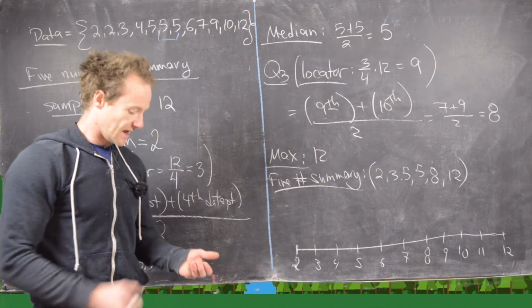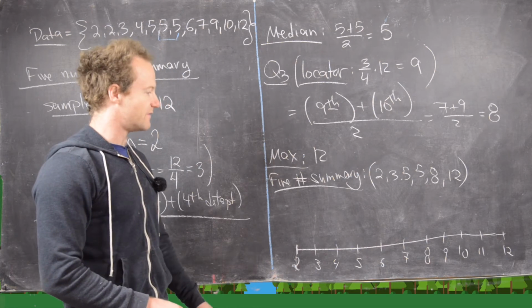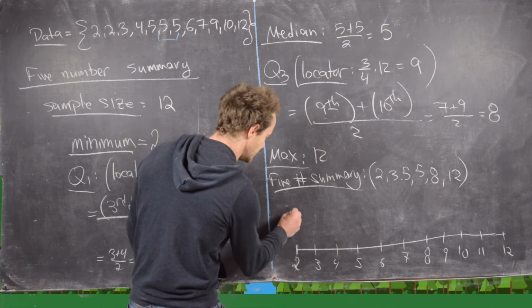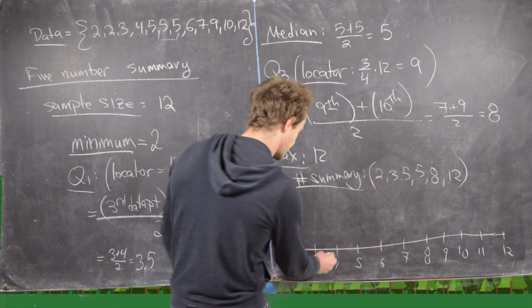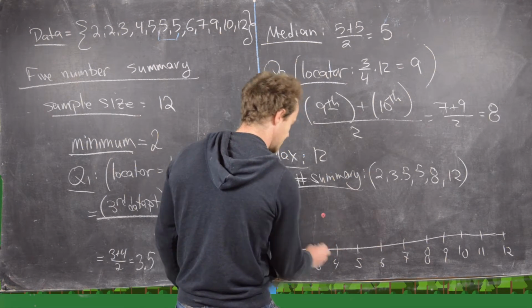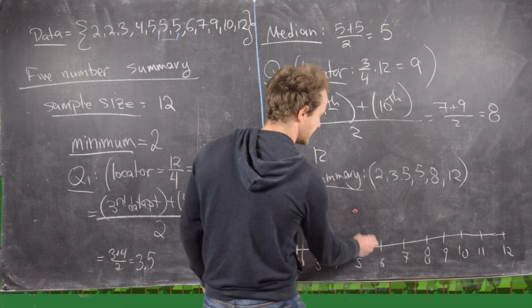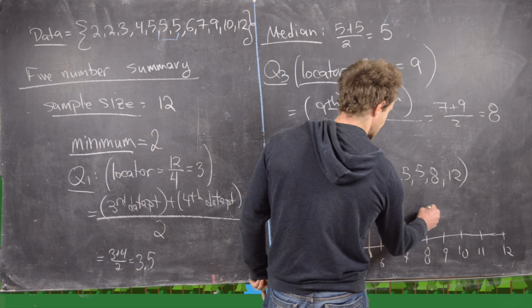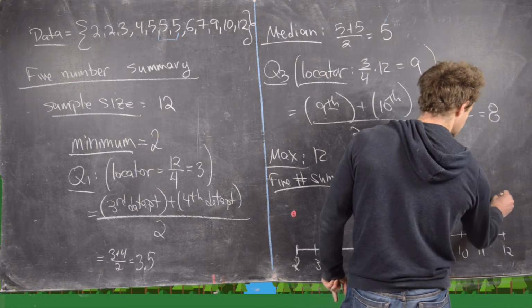Like that. And now we'll graph each of these points above this number line. So 2 is going to go right up here above this point on the number line. So 3.5 will go right here. 5 is right up there above 5. And then 8 is going to be up here. And then finally 12 is going to be up here.